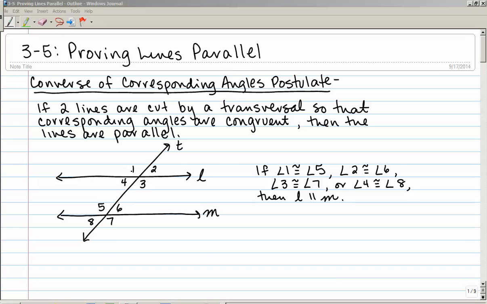So if angle 1 is congruent to angle 5, or if angle 2 is congruent to angle 6, or if angle 3 is congruent to angle 7, or if angle 4 is congruent to angle 8, and again all of those are pairs of corresponding angles, if any of those angle pairs are congruent, then line L is parallel to line M. Remember what we had back in section 3.2 was if L and M are parallel, then the angles are congruent. This one is saying if the angles are congruent, then the lines are parallel.